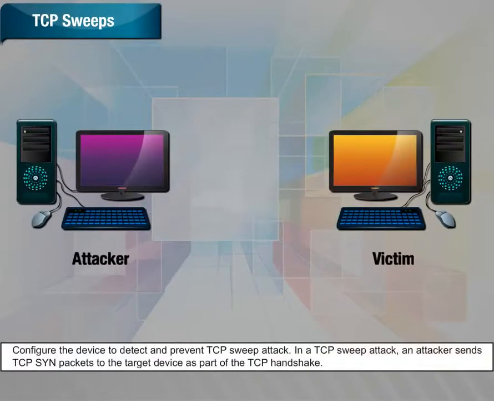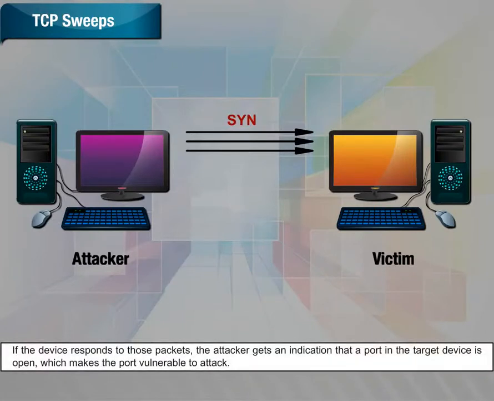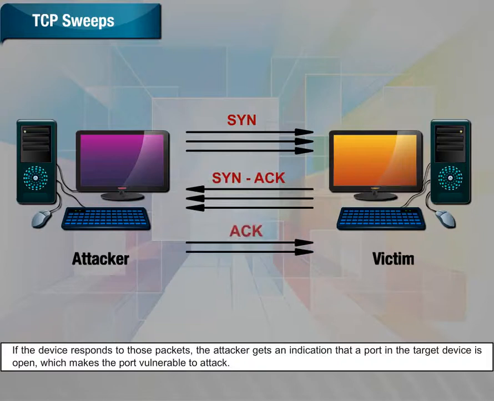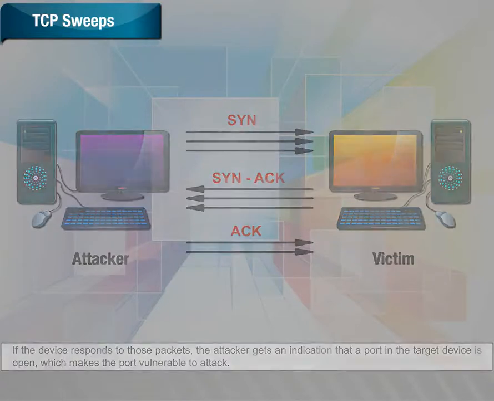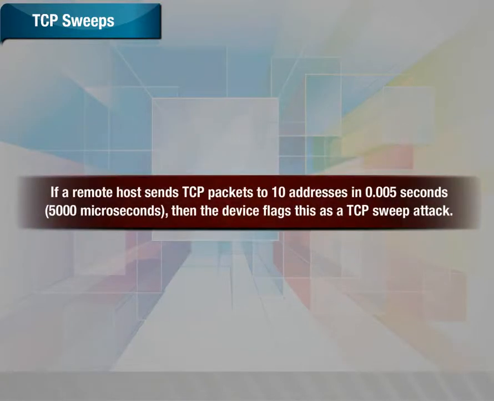Configure the device to detect and prevent TCP sweep attack. In a TCP sweep attack, an attacker sends TCP SYN packets to the target device as part of the TCP handshake. If the device responds to those packets, the attacker gets an indication that a port in the target device is open, which makes the port vulnerable to attack. If a remote host sends TCP packets to 10 addresses in 0.005 seconds, that is 5000 microseconds, then the device flags this as a TCP sweep attack.